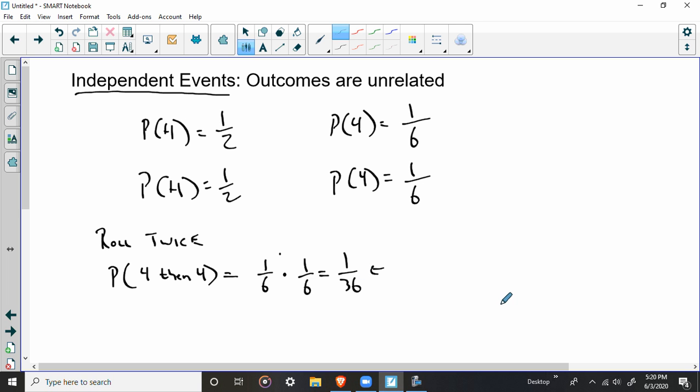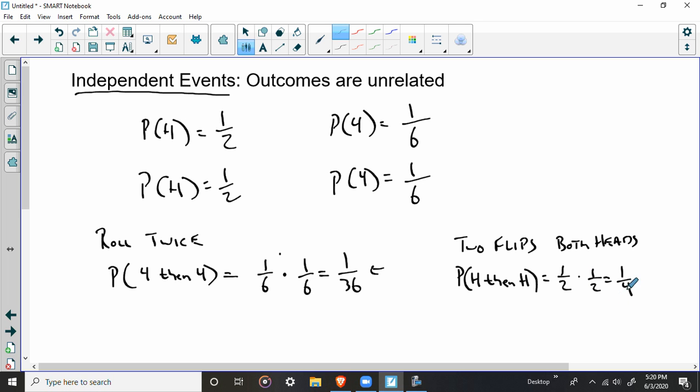Same thing. What if I said 2 flips, and you want both heads. Again, your probability of that, so we'll say probability of heads, then heads. Well, what is that? That's 1 out of 2 the first time, and 1 out of 2 the second time. So that's 1 out of 4, right? So that's your 1 desired outcome over your 4 total outcomes.